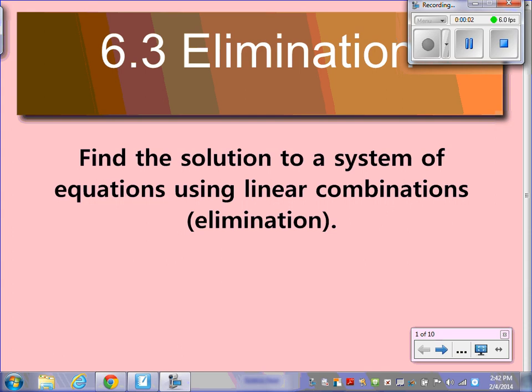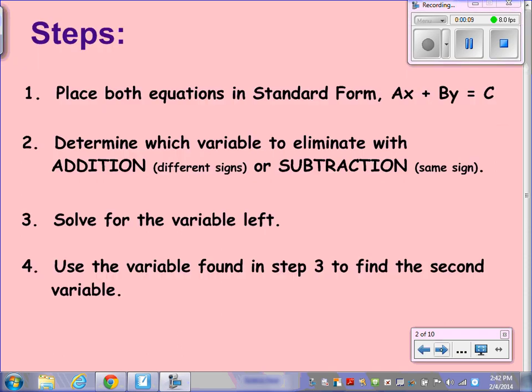In this flipped classroom video, I'm going to show you how to find a solution to a system of equations using elimination. So basically, first thing you have to remember is to put both equations in standard form. And then we need to figure out which variable we want to eliminate. If we can find two coefficients with different signs, we're going to add the two equations together. Or if they have the same sign, we're going to subtract.